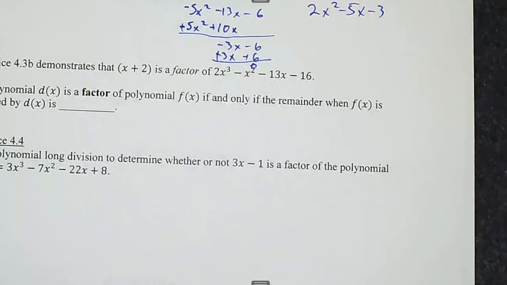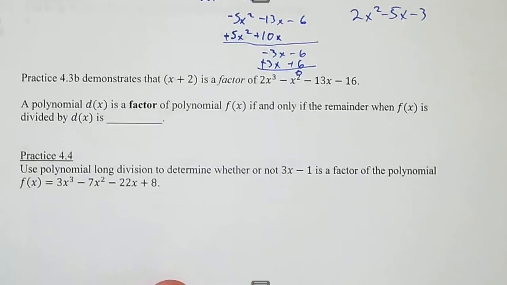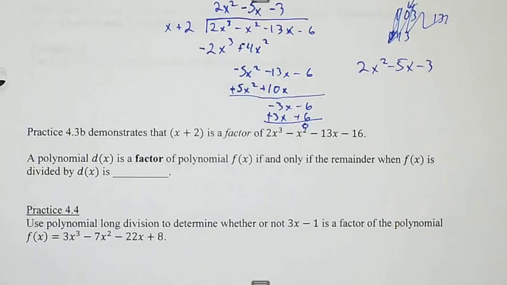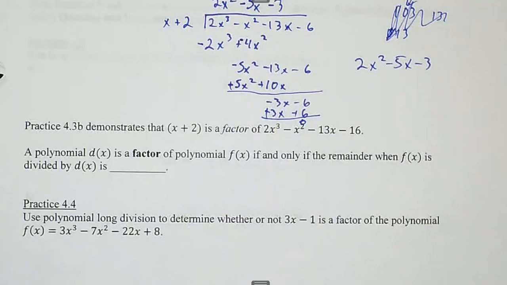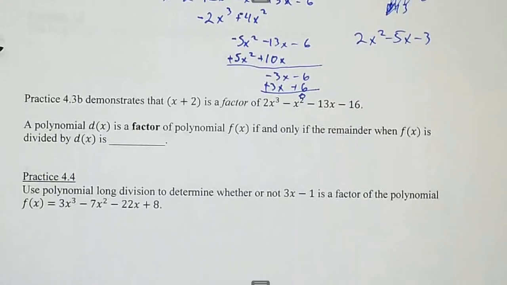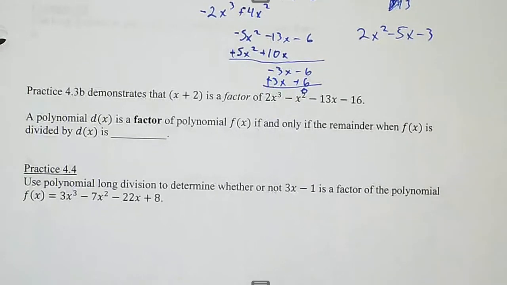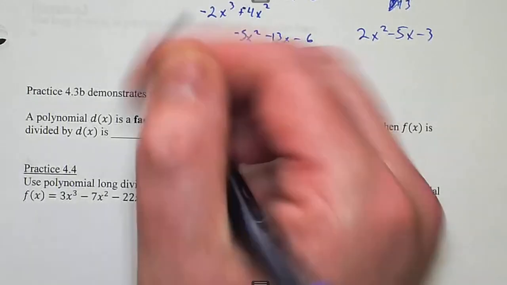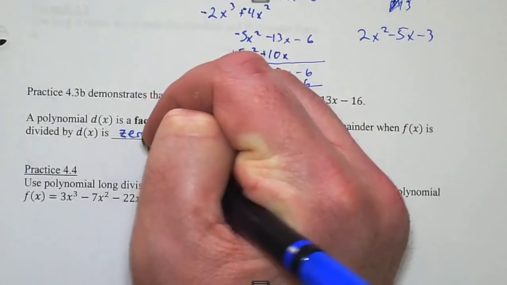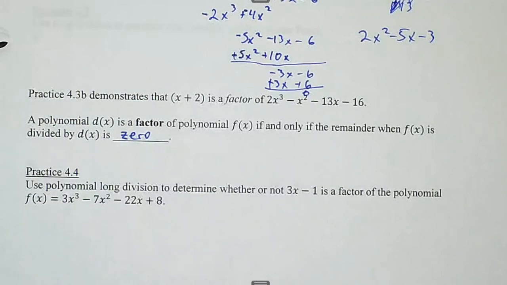So what practice 4.3b demonstrates is that x plus 2 is a factor of 2x cubed minus x squared minus 13x minus 6. And so we'll take this definition from here. We'll say a polynomial d of x, for divisor, right? d of x is a factor of a polynomial f of x if and only if the remainder when f of x is divided by d of x is 0. So to say that something is a factor is to say that when you divide by it, you get 0.